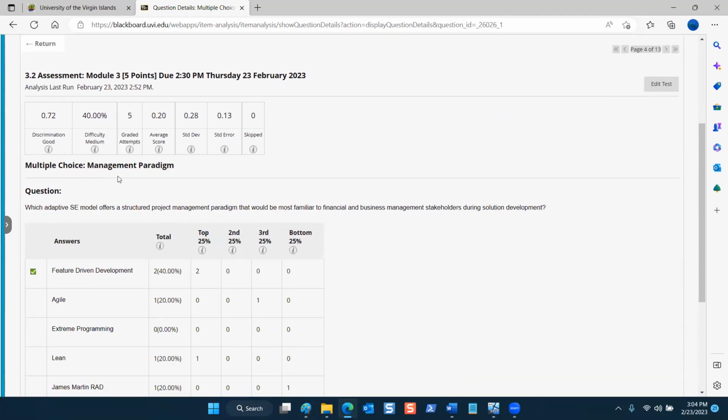This one's titled Management Paradigm. Which adaptive SE model offers a structured project management paradigm that would be most familiar to financial and business management stakeholders during solution development? That's feature-driven development. This is also the SE model that's well suited for large development teams where there's a traditional hierarchy.